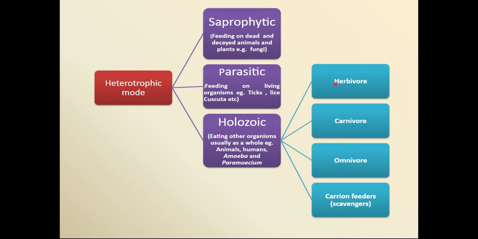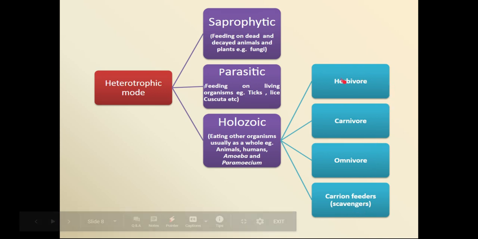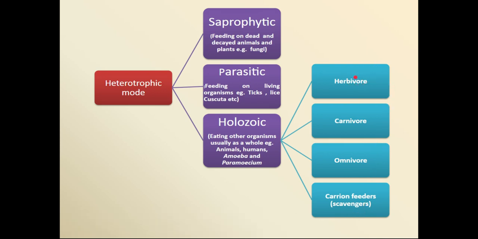Various categories of holozoic mode of nutrition. These are herbivore, carnivore, omnivore, carrion feeder, scavengers. Herbivores are those organisms which feed on plants only. Example: cow, buffalo, etc. Carnivore, when organisms feed on animals only. Example: tiger, leopard, etc. Omnivore, when organisms feed on both plants and animals.